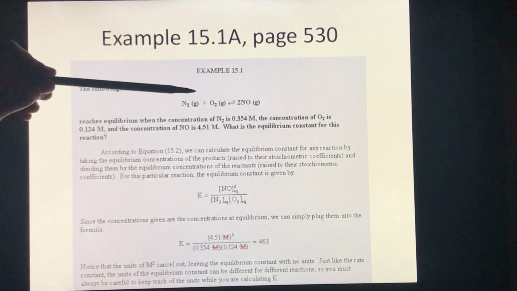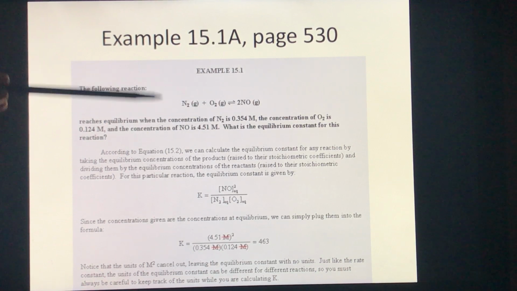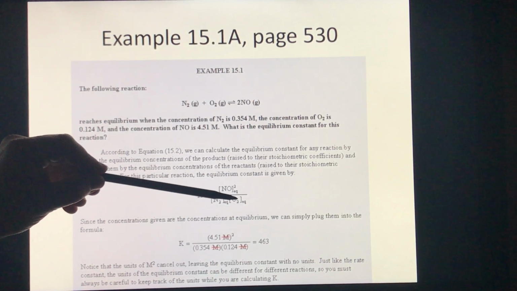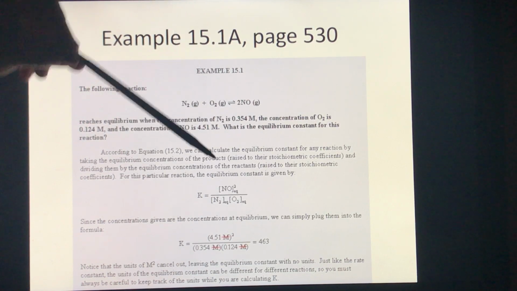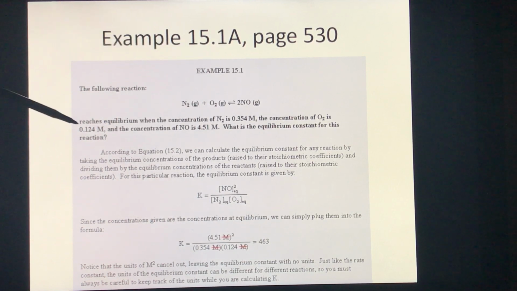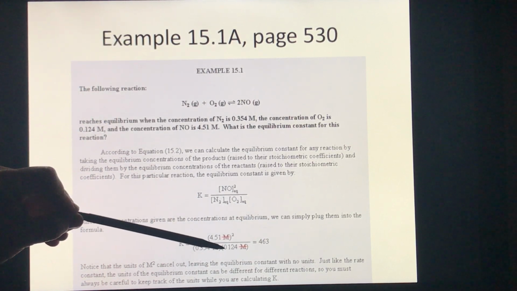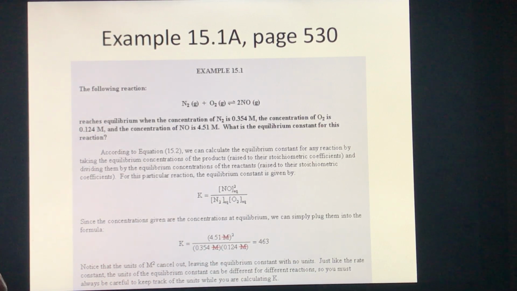We see sneakily they both have an invisible 1 in front of them. So those are both just raised to the first power, and you don't put the 1 there either. Then we look back at our given information here. So we have the N2 is 3.54, the O2 is 1.54, and then the NO is 4.51.